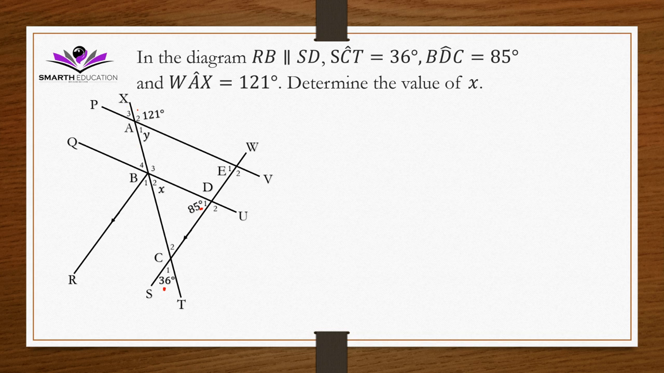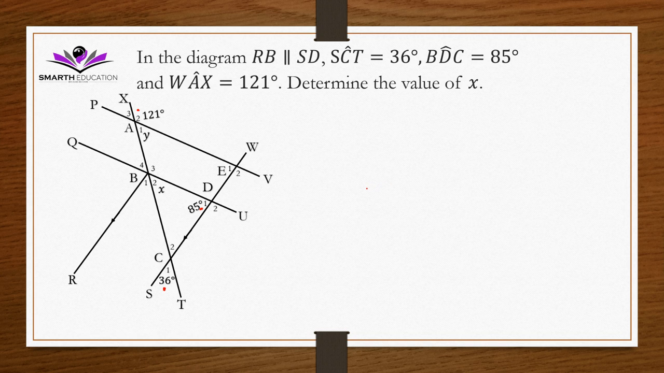This angle here is 121 degrees. Determine the value of x. So how can we do this? We may find the value of x using different methods. I'm going to show you two methods here that we can use.